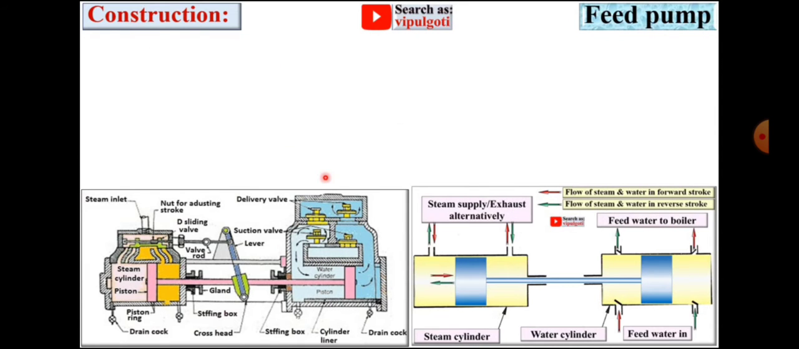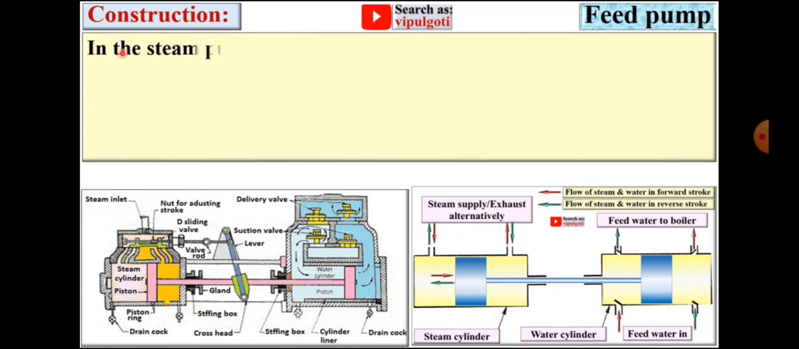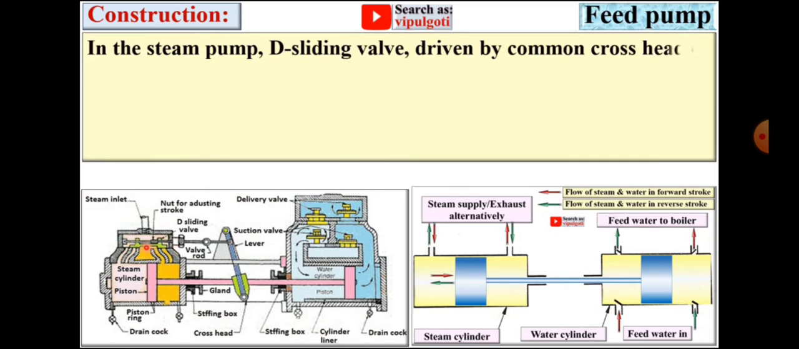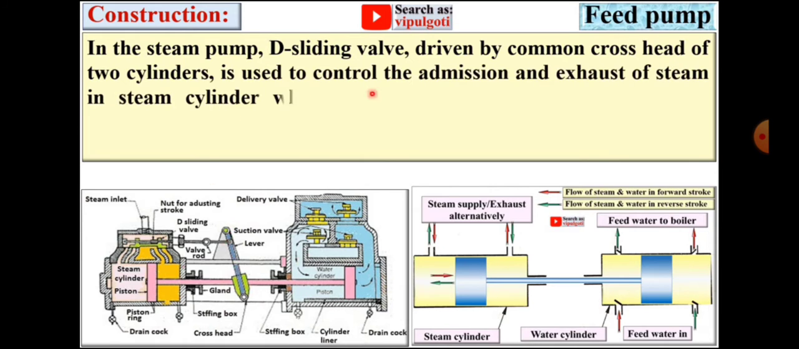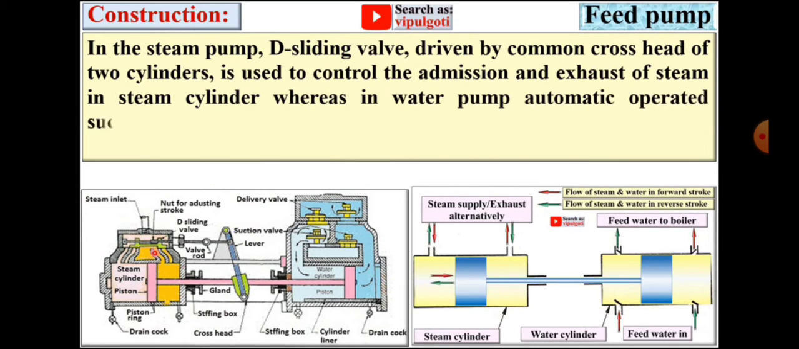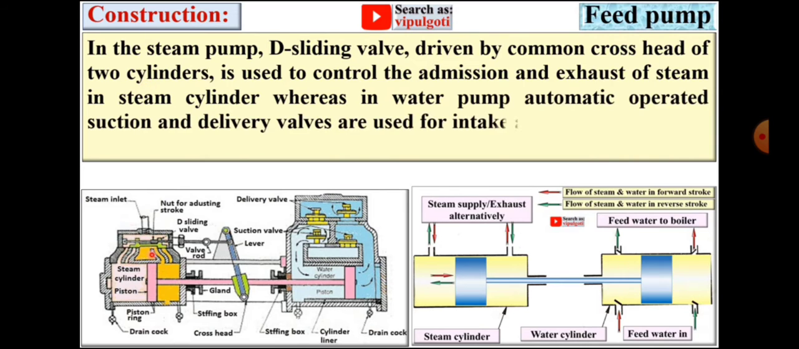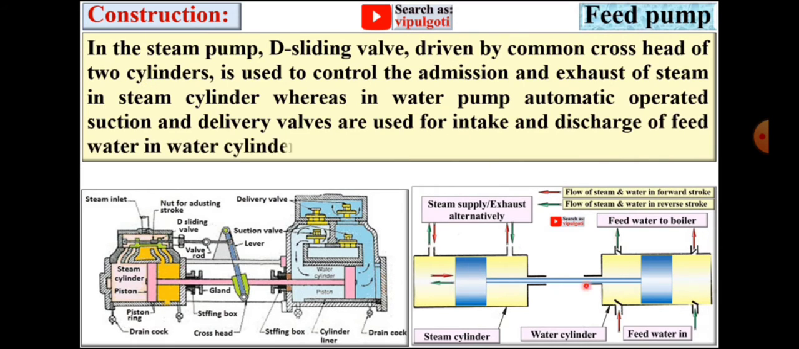Now next, construction of the feed pump. So this figure is used to understand the construction, and this figure you can use for the examination. It is a very simple figure. In the steam pump, D-slide valve driven by common crosshead of two cylinders is used to control the admission and exhaust of steam in the steam cylinder, whereas in water pump, automatically operated suction and delivery valves are used for intake and discharge of feed water in water cylinder.